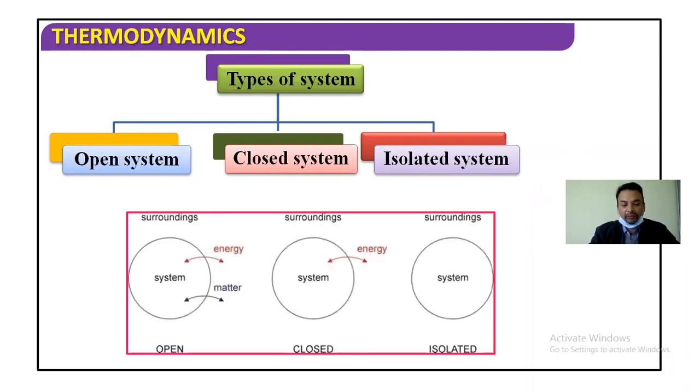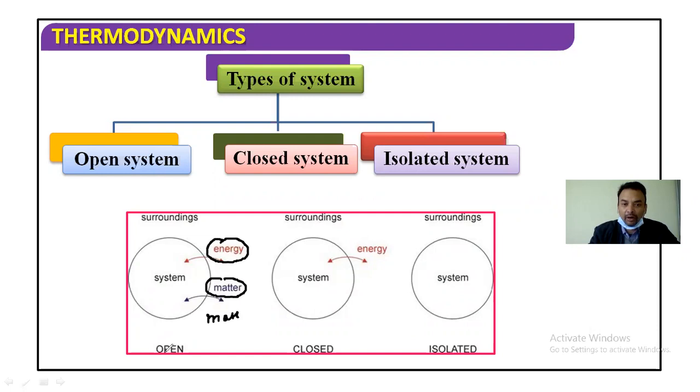Now we can see from the picture what an open system is. Open system means there is exchange of energy and matter. Matter means mass. So here, energy and matter are both exchanged between system and surrounding. So that is called the open system.